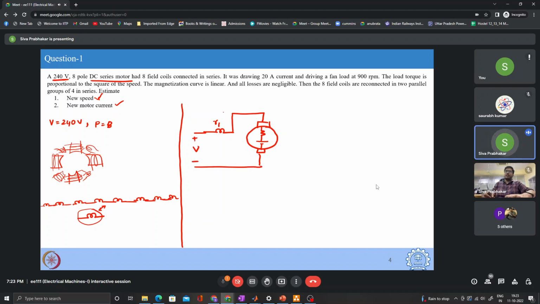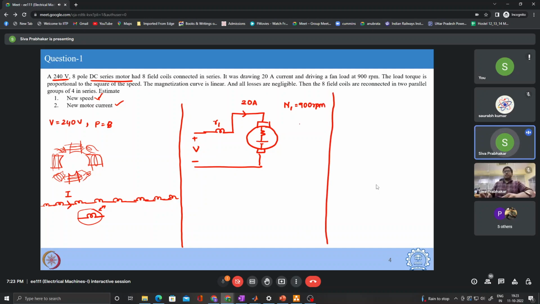So this is the first condition. It is given that in this combination of field resistances, 8 different windings are connected in series to form a single resistance. The current drawn is 20 ampere. If you can see here, all the field windings will carry the same current. So I will be the current, 20 ampere, flowing through all the field terminals. It is driving a fan load, and the fan load and the motor will operate at N1 equal to 900 RPM.